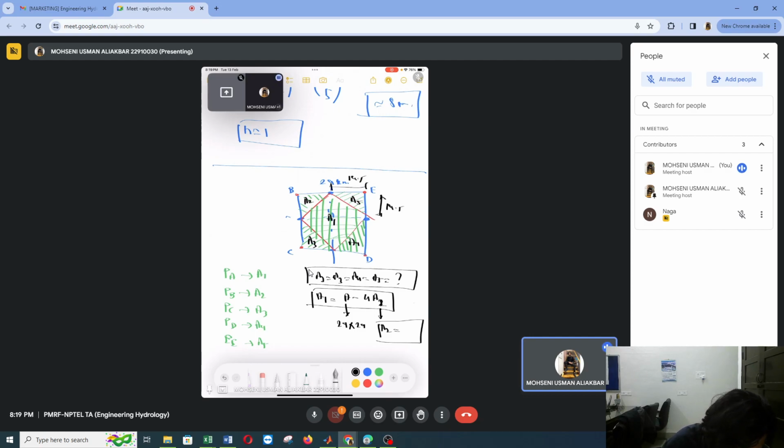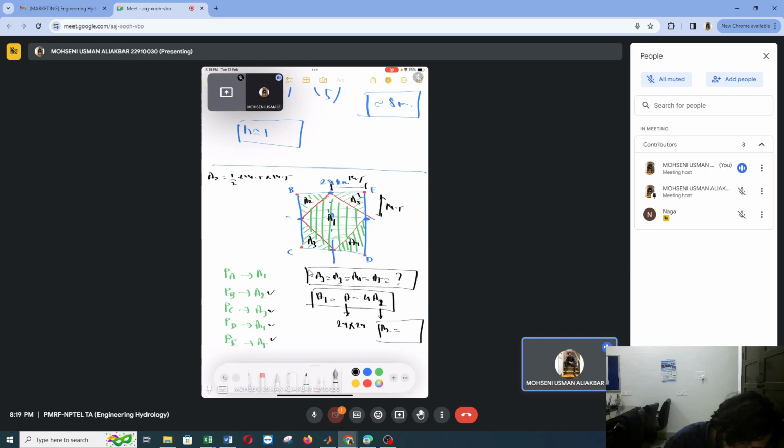So this is nothing but a triangle. This is the base, this is the height. We can say this is half into base into height. So we'll get the area of triangle A2, A3, A4, A5 by simply multiplying half into 14.5 into 14.5. This will give us the area A2, A3, A4, A5, right? So we know this area now.